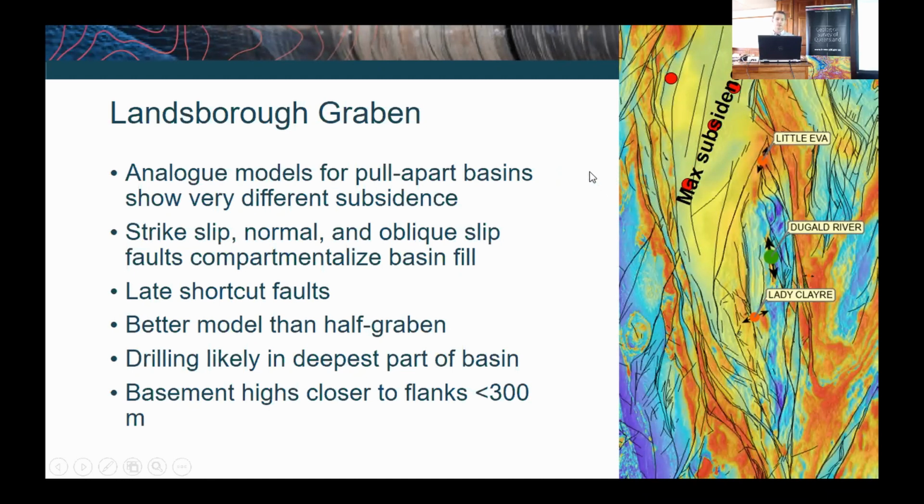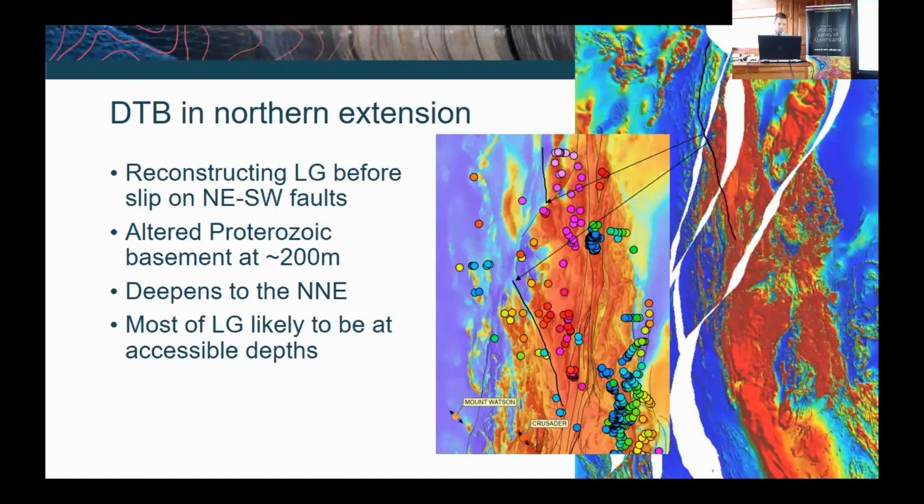So we've got sort of 260 meters in the northwest. Some of the work out of Copper Mountain is coming out at less than 300 meters in the eastern part. And so these flanks are probably at really accessible depths. So just to put the Landsborough Graben in a slightly bigger context.